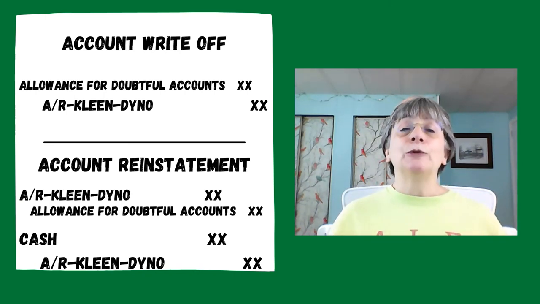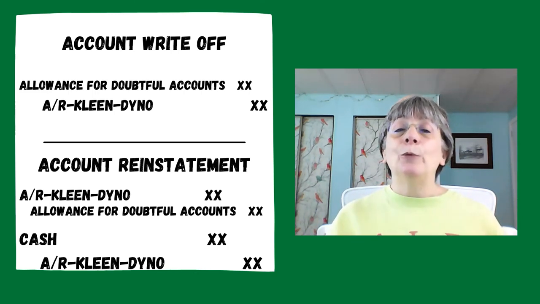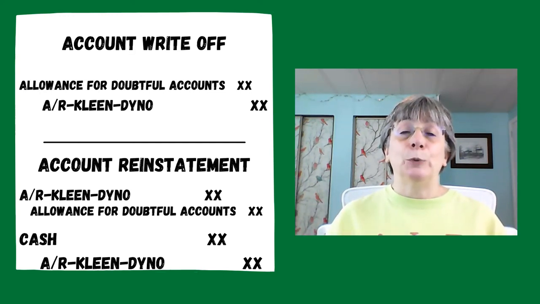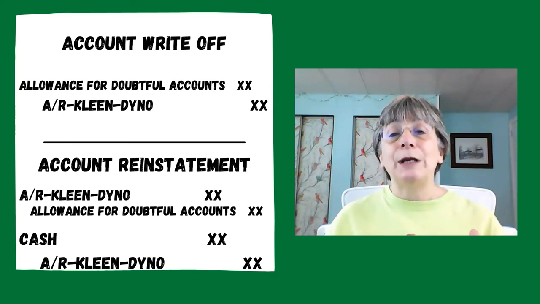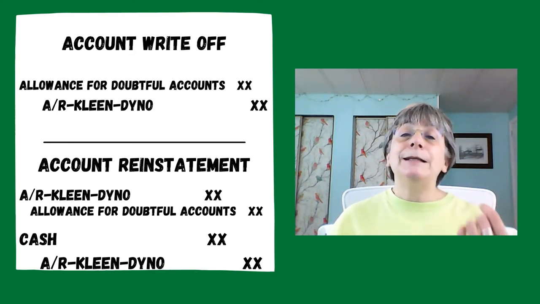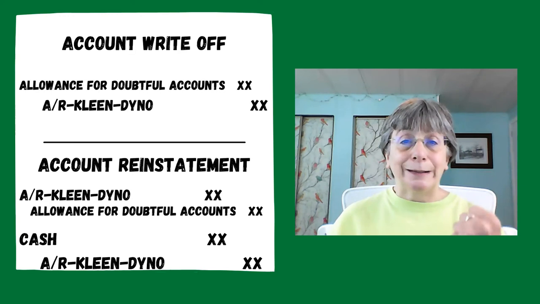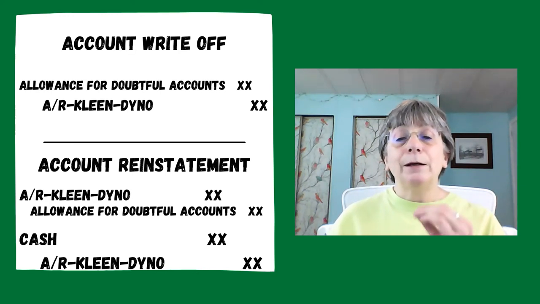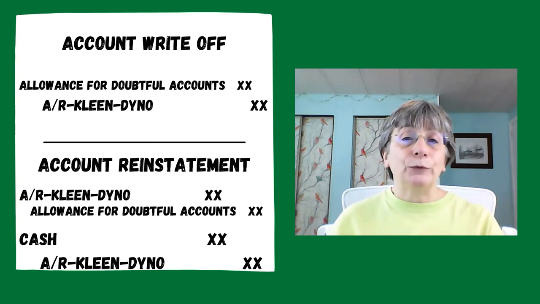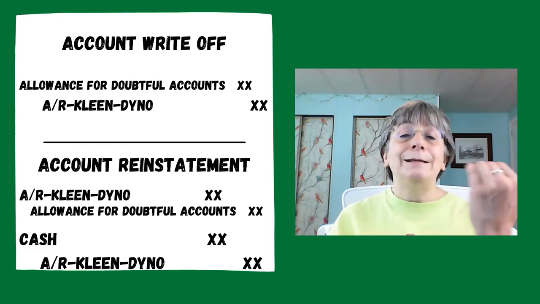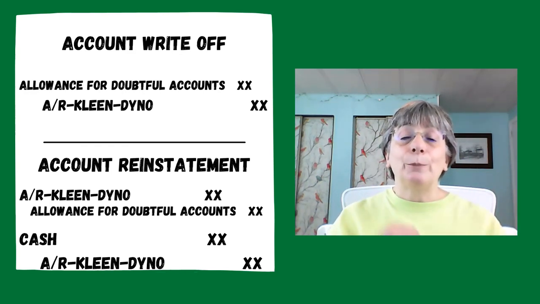Now let's say we're able to improve our relationship with Clean Dino and they say, you know what, we really want to do business with you again and we will pay our old bill in order to be reinstated to your good graces so that we can get our dinosaur shampoo. In that case, we're going to reinstate their account by doing a debit to accounts receivable, Clean Dino, and a credit to allowance for doubtful accounts. We will then turn around and debit our cash for the amount that they're paying and credit their accounts receivable account.